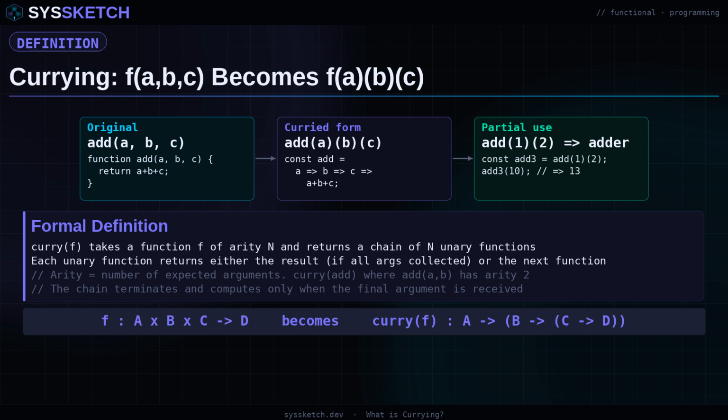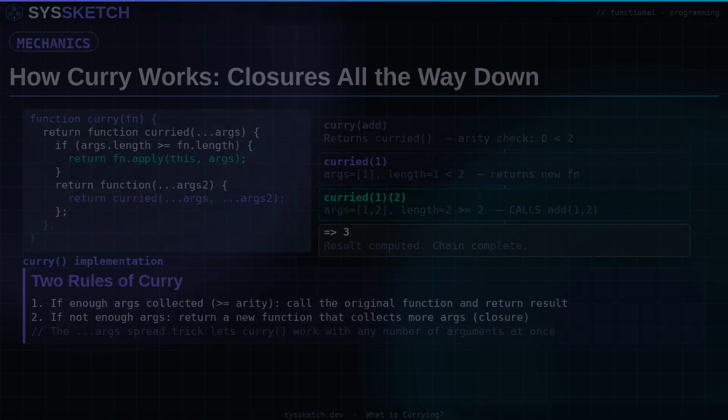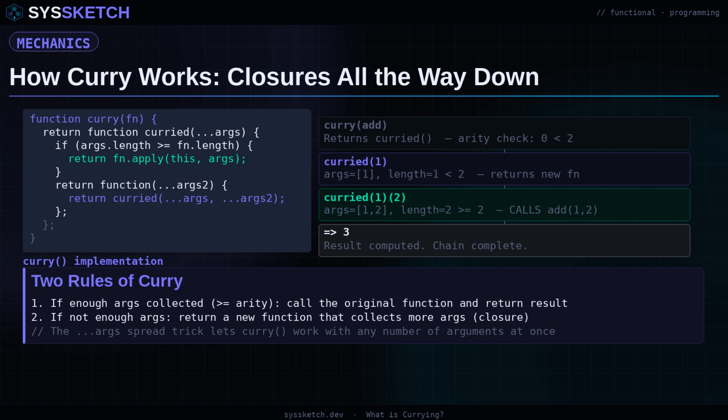How does curry actually work internally? The implementation is clean. You pass your original function into curry. It returns a new function called curried. Every time curried is called, it checks whether it has received enough arguments to satisfy the original function's arity. If yes, it calls the original function immediately and returns the result. If no, it returns a brand new function that, when called, combines the arguments collected so far with the new ones and tries again. This is a closure. The inner function captures and remembers all the arguments it has seen. The chain terminates the moment the total argument count meets or exceeds arity. No magic, just functions returning functions with a length check in the middle.